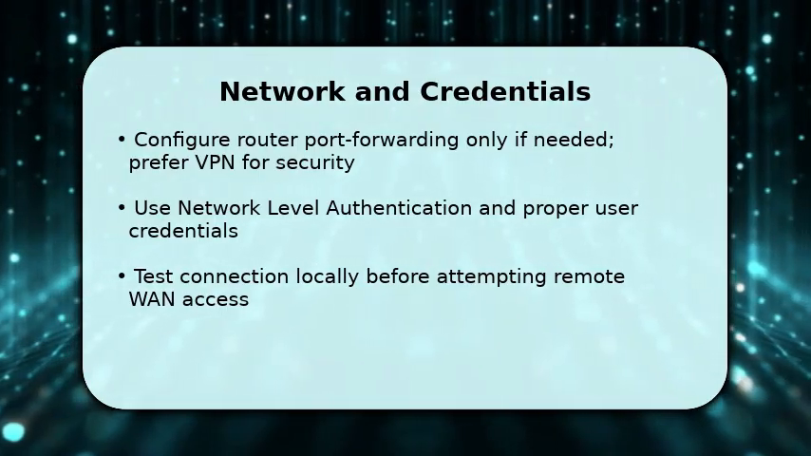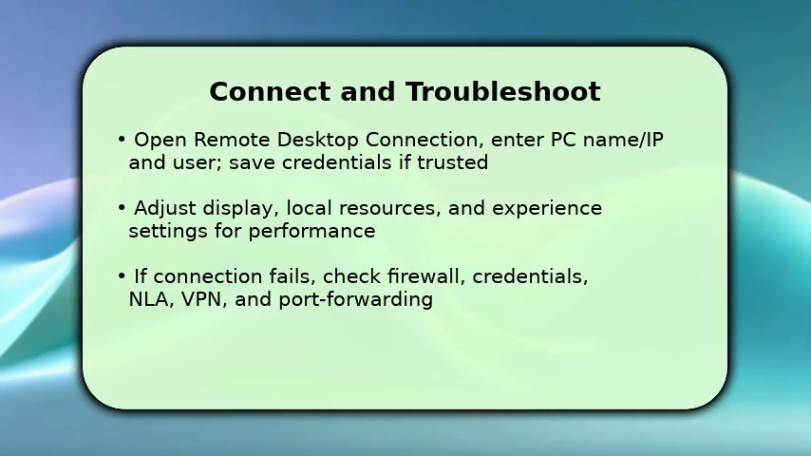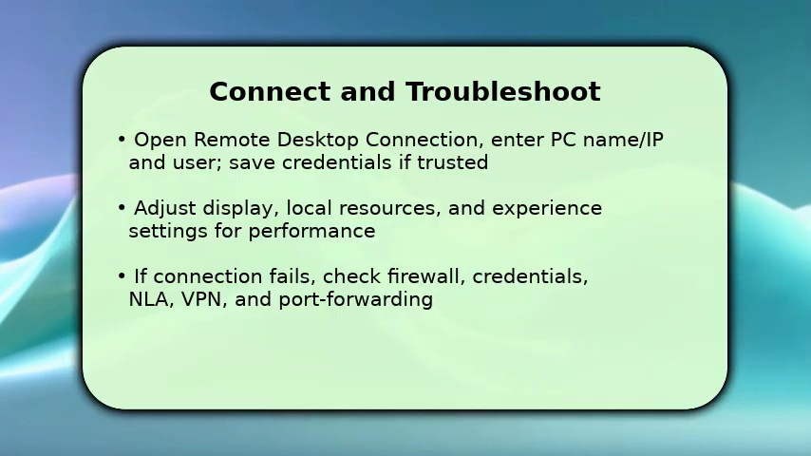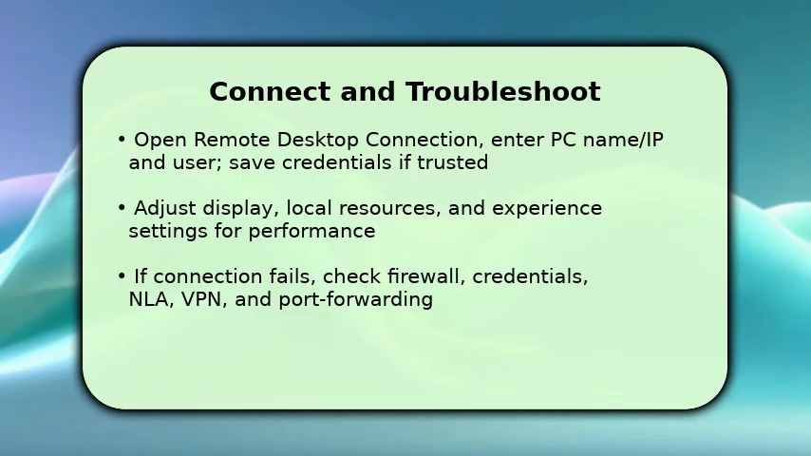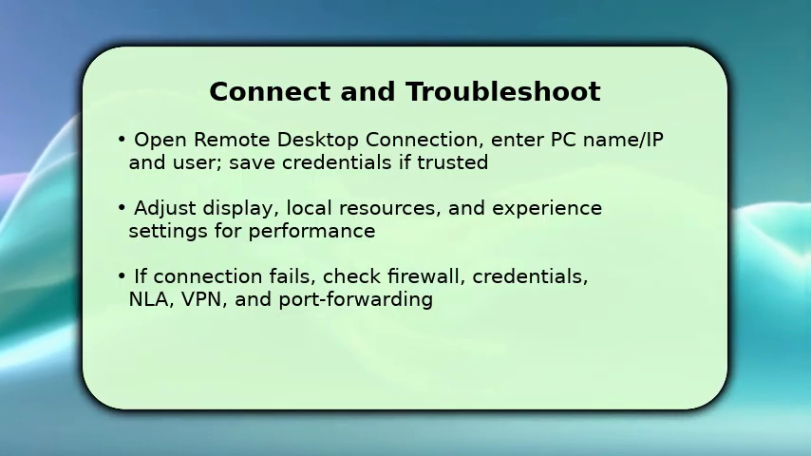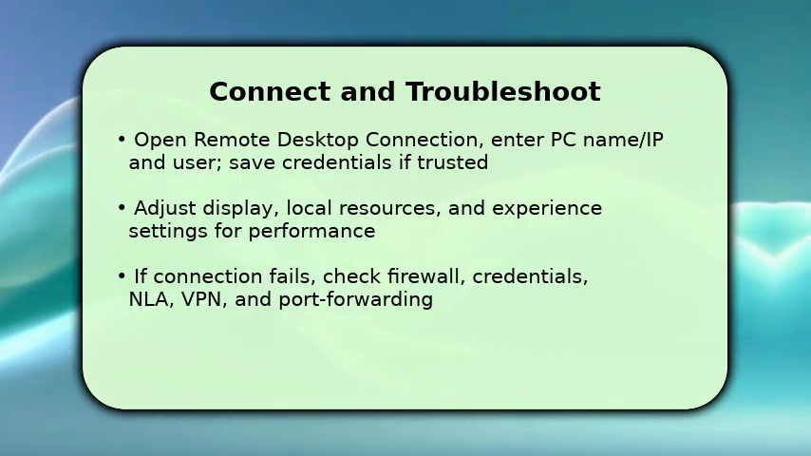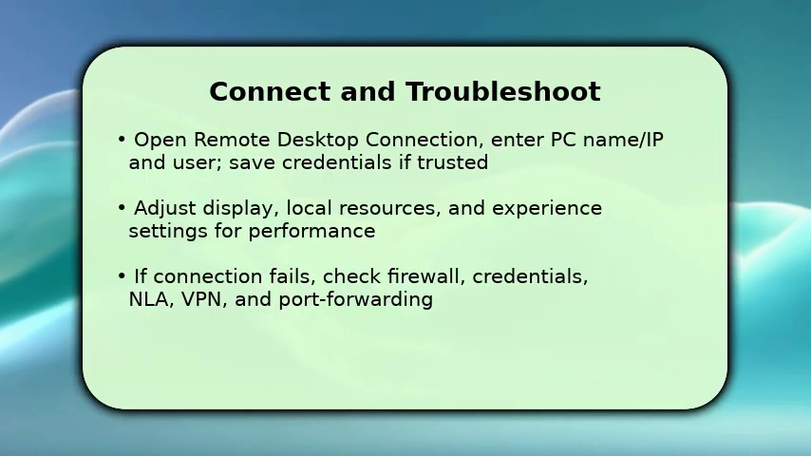Now you connect. Open Remote Desktop Connection on your client, enter the PC name or IP, provide the user credentials, and click Connect. Adjust display and local resource options to improve responsiveness. Lower color depth or disable redirected drives if laggy.